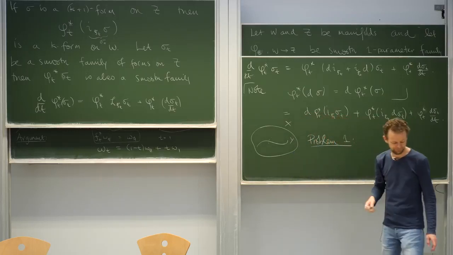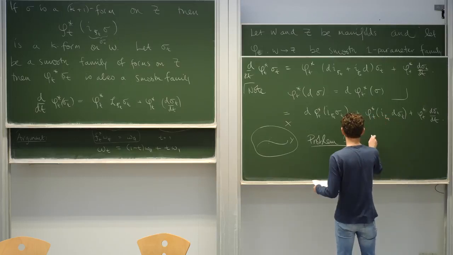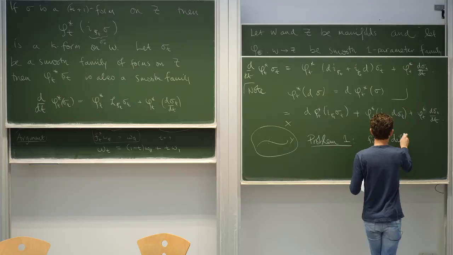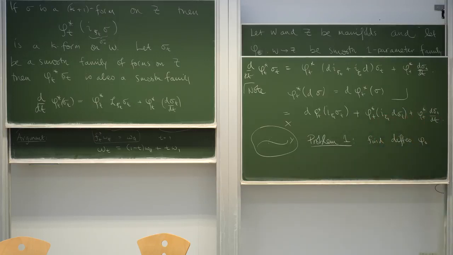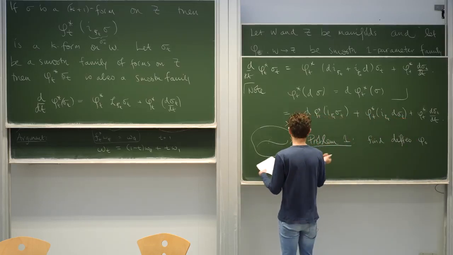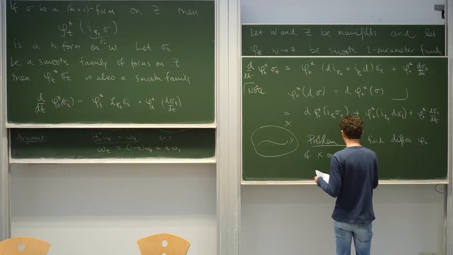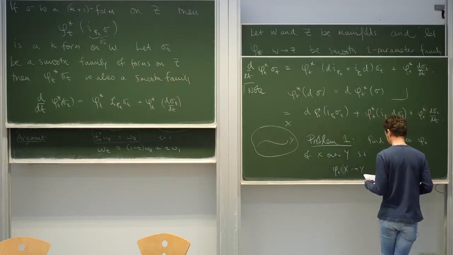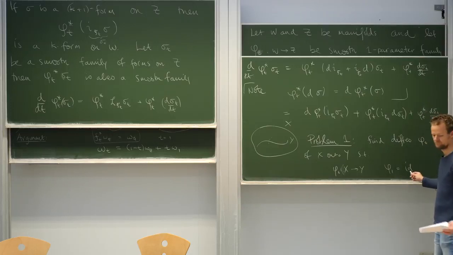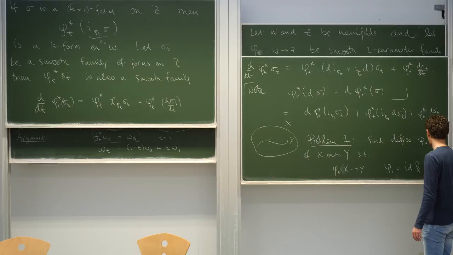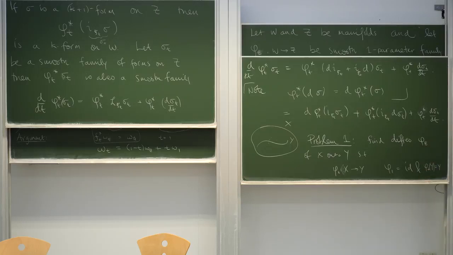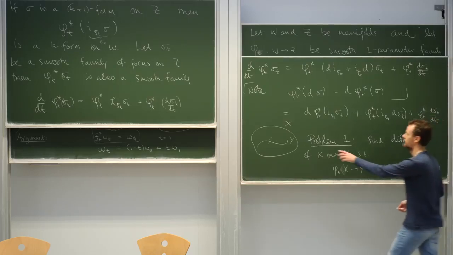I'll call this problem 1. We want a diffeomorphism phi naught of x onto y, such that if you apply it... so getting a diffeomorphism at all defined outside of y is non-trivial.